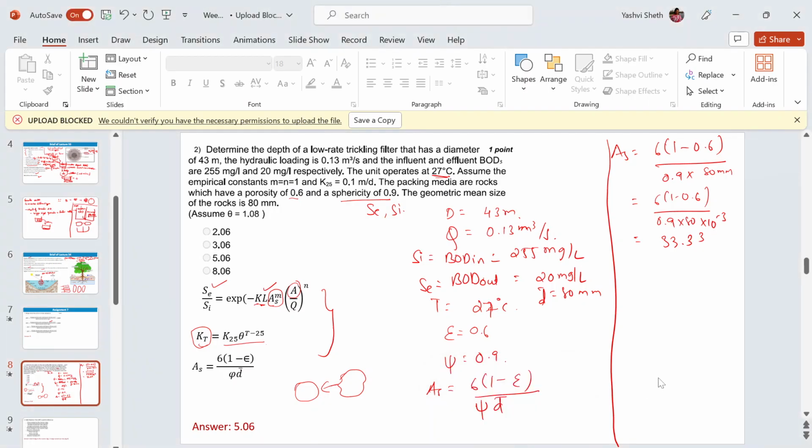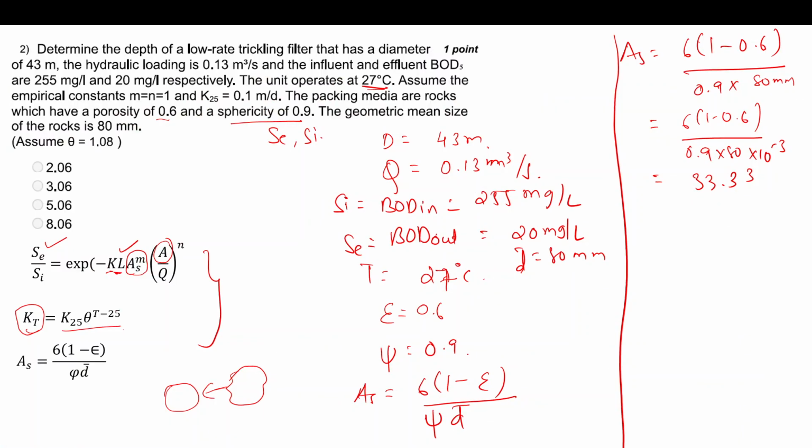So now, once AS is calculated, you need KT as well. So KT is nothing but the rate constant at 27 degrees Celsius. Okay, so here at 25 degrees it is 0.1, into theta, which you are given as 1.08, to the power T, which is 27 minus 25. So which means 0.1 into 1.08 squared. So calculate this. What are you getting? Answer should be 0.1166.